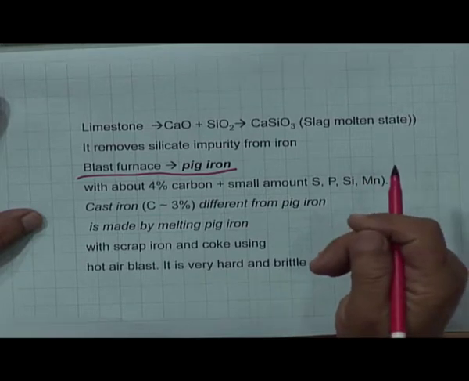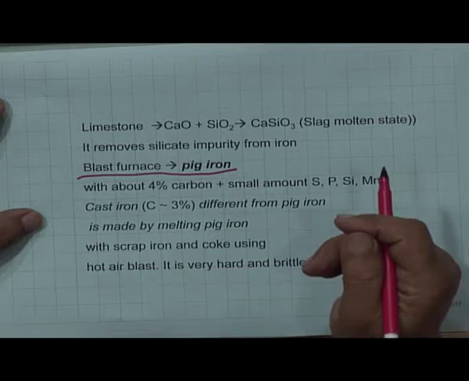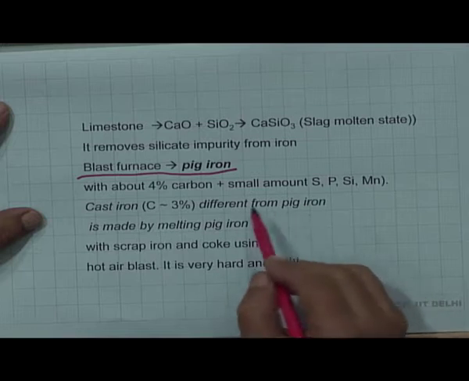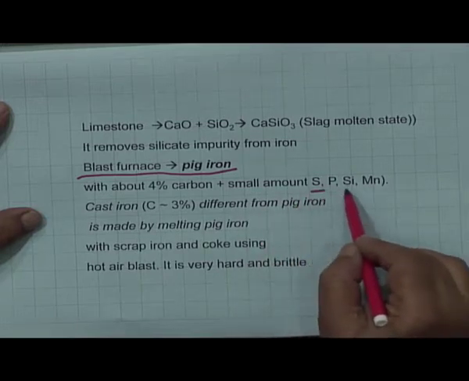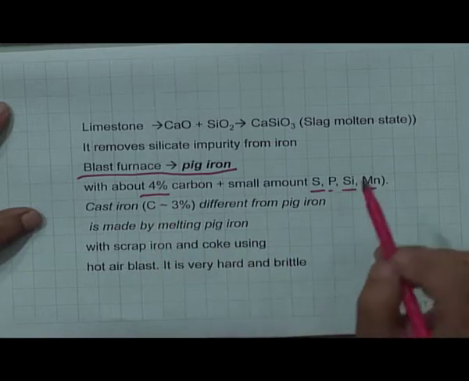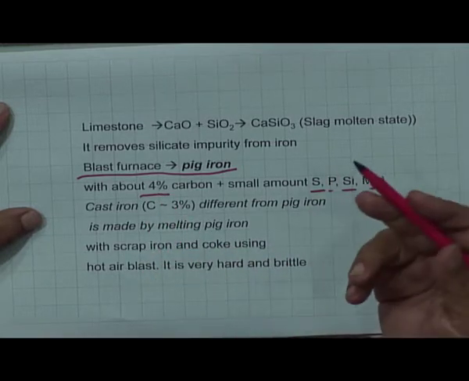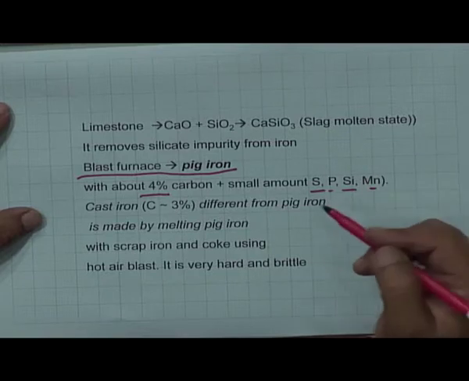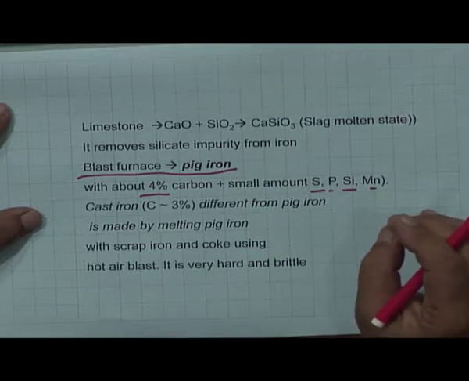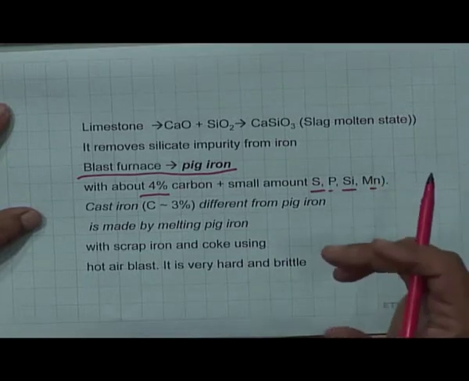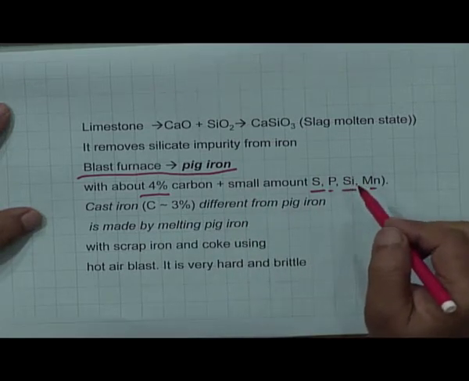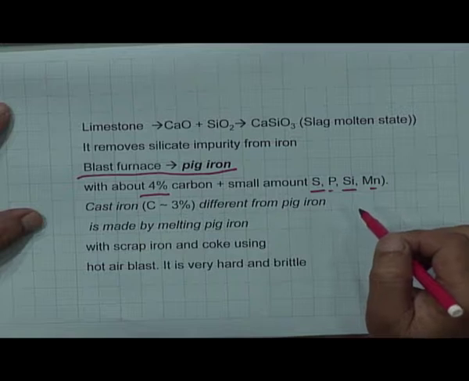There is no scientific meaning to this term pig iron, but pig iron means it has impurities of sulfur, phosphorus, silicon, manganese and about 4% carbon, because carbon is very much used. So, some carbon will be there in this pig iron, but the term pig is just derived because of its shape. Now, this pig iron cannot be directly used for any purpose. So, it is converted into cast iron.